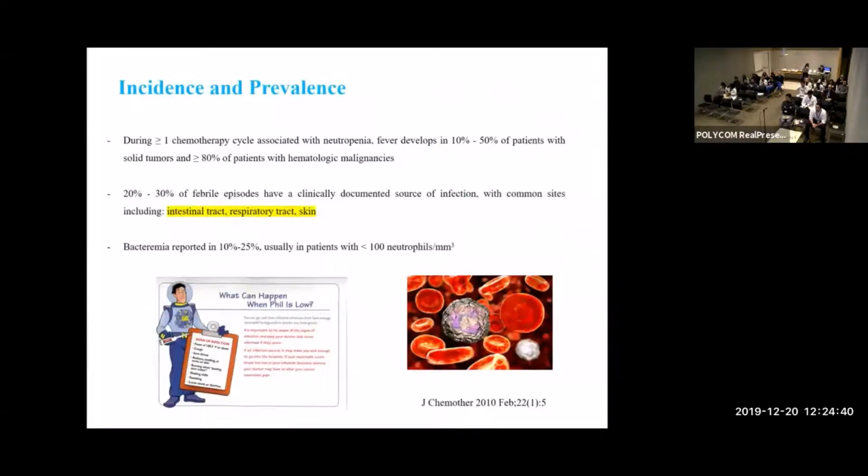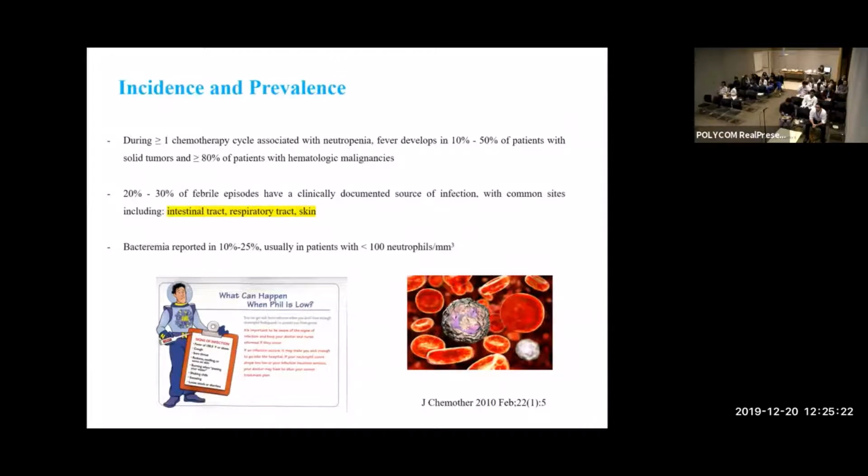Myelosuppression and neutropenia are expected and a common major toxicity of systemic chemotherapy. That's a fact. We know that neutropenia increases the risk of infection and is directly correlated to the degree and the duration of the neutropenia. If you have a solid tumor and you're receiving chemotherapy, you will develop neutropenia in 10 to 50% of cases during one or more of your chemotherapy cycles. And if you have a liquid malignancy, that number goes as high as 80%. So more than 80% of patients receiving active treatment for liquid tumors will develop neutropenia.